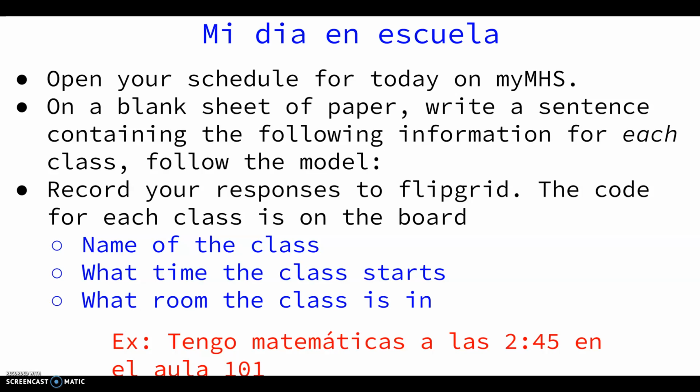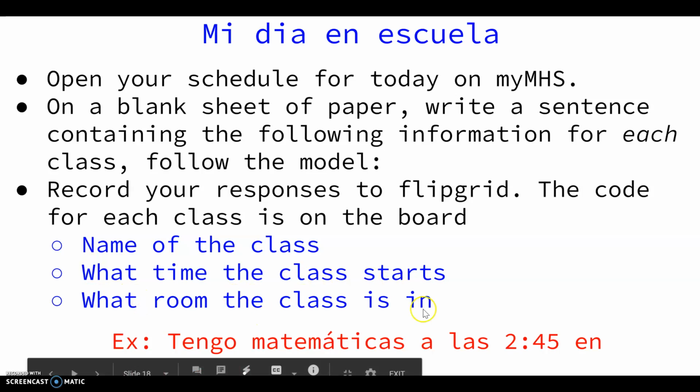Look at your schedule for today. Today is Wednesday. You only have 5 classes, so there's only 5 sentences that you'll write. Actually, that's not true. I want you to include break and lunch in that, so there'll be more. I want you to write out a sentence that includes the name of the class, which you have in your vocab, what time the class starts using the format we just learned, and then what room the class is in.